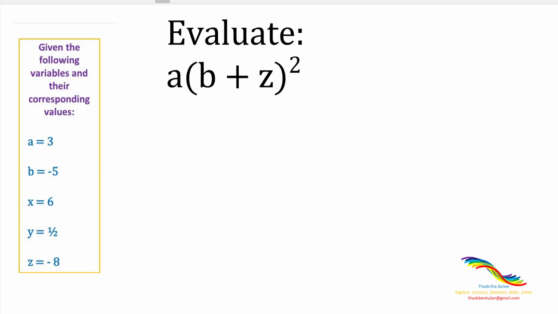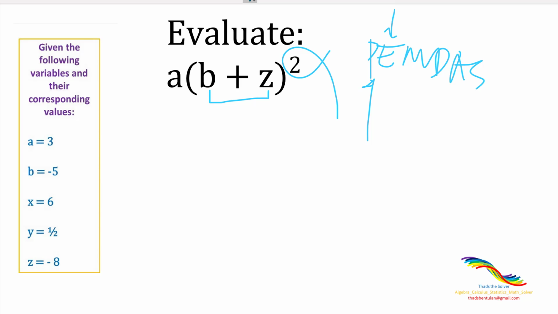First, we must always remember PEMDAS, where in this case the parentheses have to be simplified first and then the exponent. The terms in the parentheses have to be simplified first, and then perform the exponent, and then perform the multiplication and division. Here the multiplication is between a and the terms in the parentheses, which is being raised to the power 2.